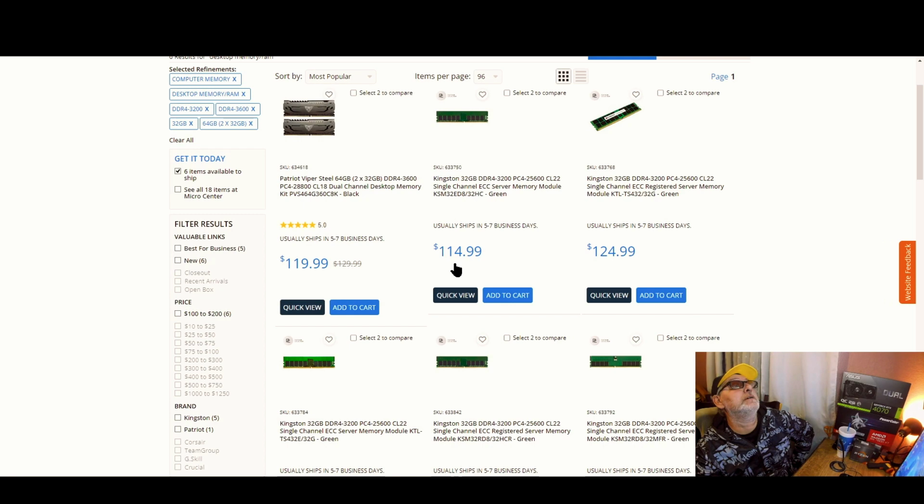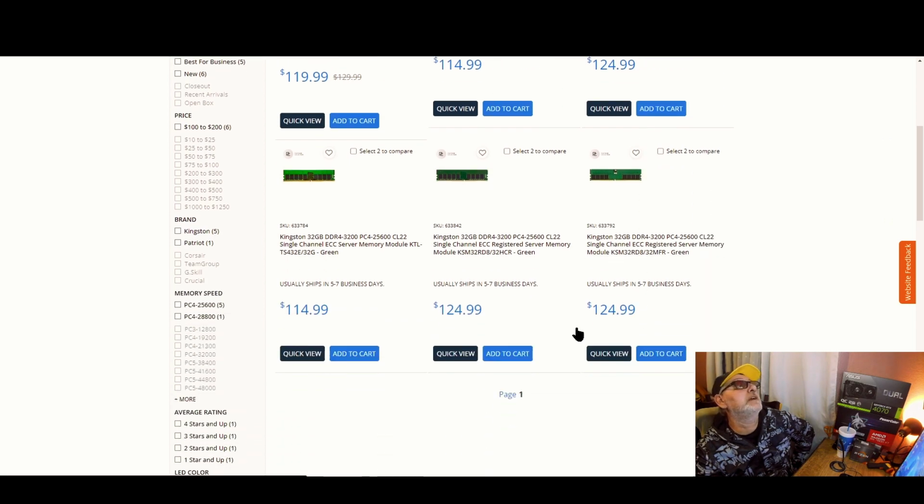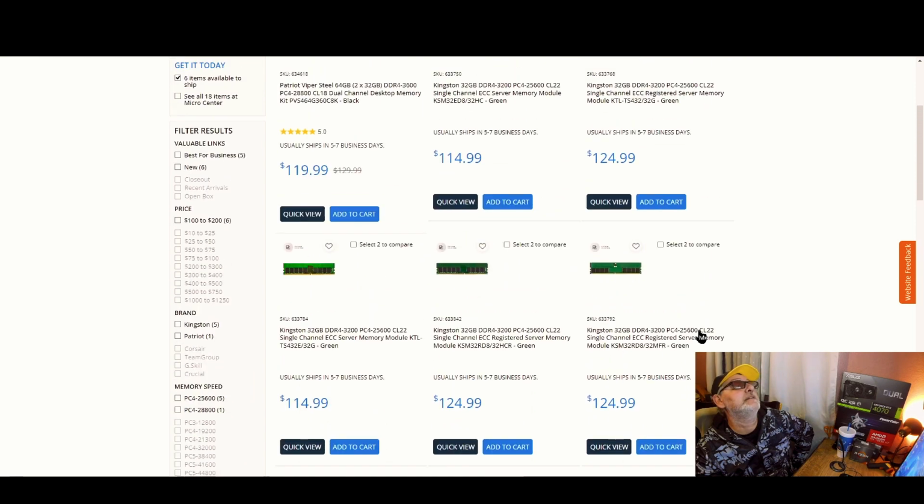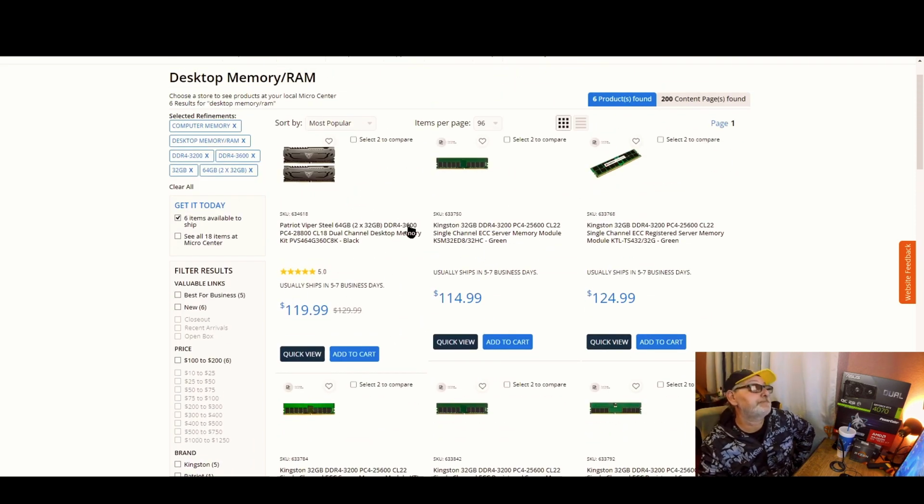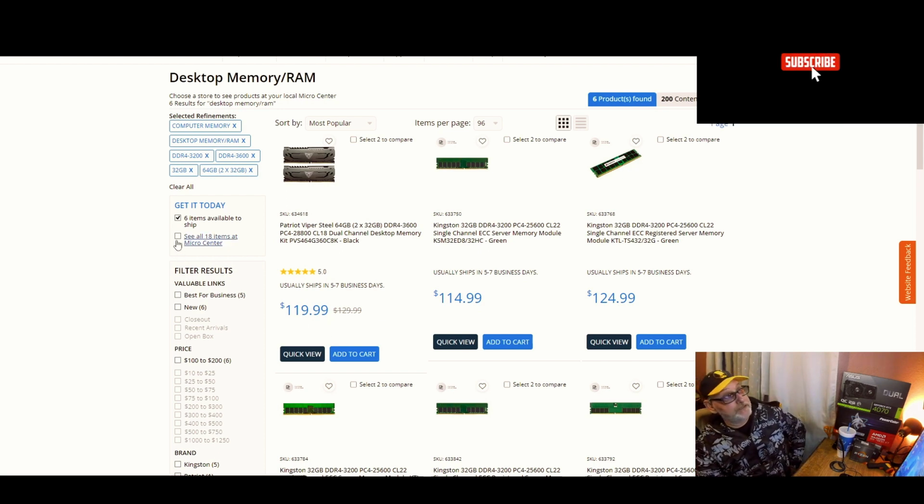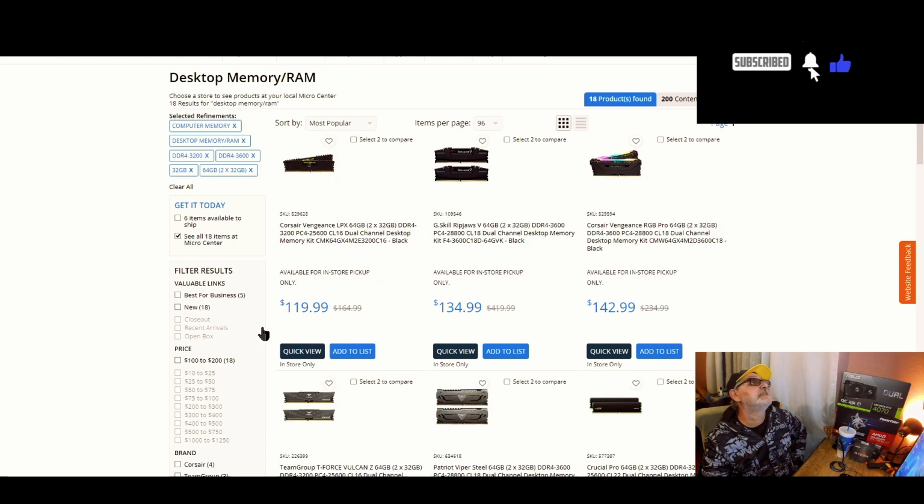Way to go, Micro Center. No heat spreader. 32 gig, that's not going to be up y'all's alley. So right here, this is the deal taker right now. 120 bucks for 64 gigs of 3600 CL18. You cannot get 64 gigs any cheaper unless you pull fingernails to find out where it's at. So just let you know that.